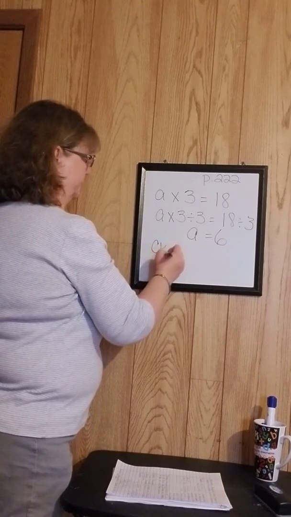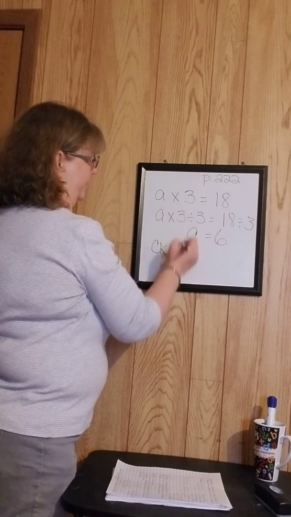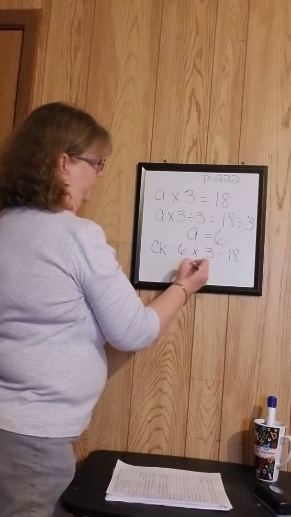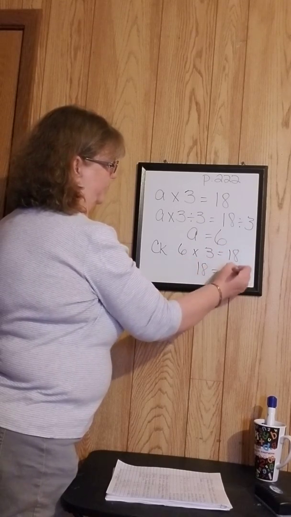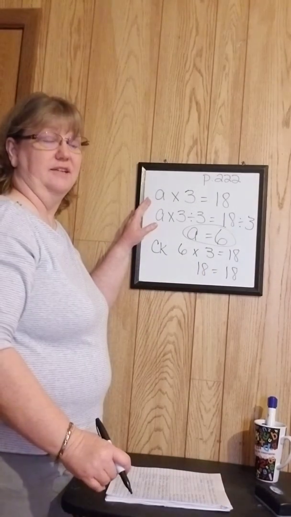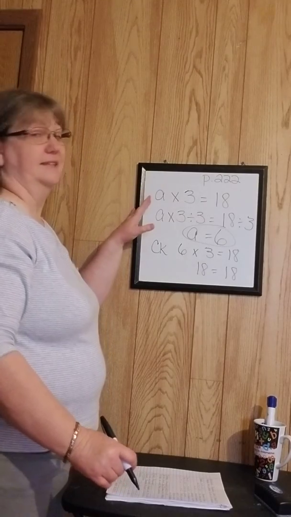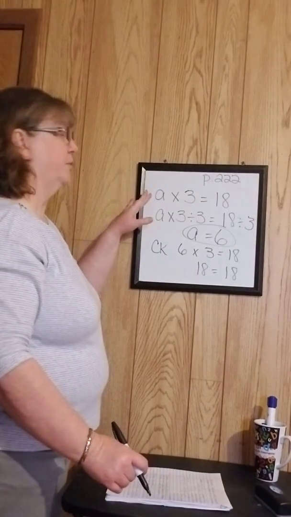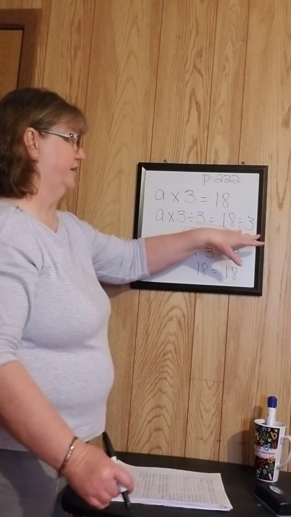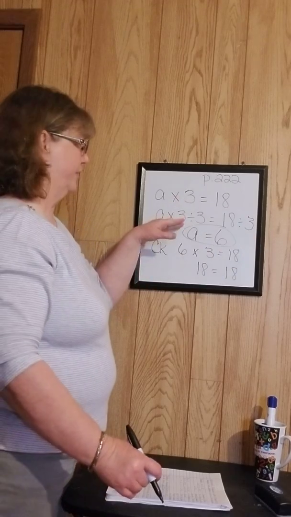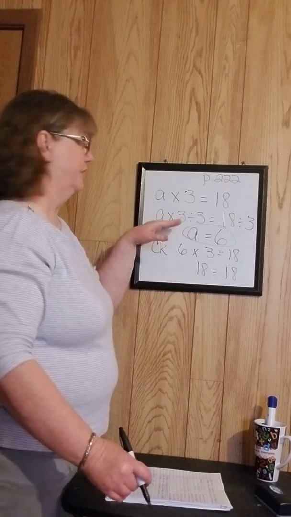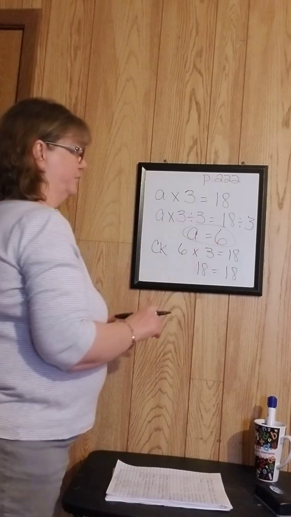Remember to check. A is now 6, so 6 times 3 equals 18, and 18 on both sides. So my answer is 6. You also know your multiplication facts, that 6 times 3 or 3 times 6 is 18. But when you get to larger multiplication problems, you'll need to know that you have to divide on this side as well as this side to get rid of the 3. You're going to have to move it to that side, and in order to do that with a multiplication equation, you have to divide. So a equals 6 in this problem.